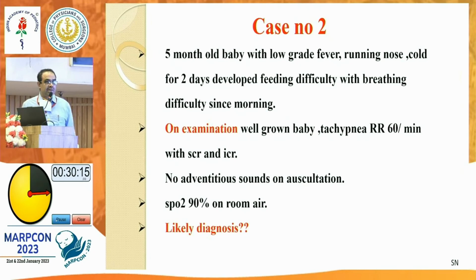So this is the second case, Dr. Snehal Nagre. This is a 5-month-old baby with low-grade fever, running nose, cold for 2 days. Developed feeding difficulty with breathing difficulty since morning. On examination, it's a well-grown baby. Tachypnea with a respiratory rate of 60 per minute with subcostal and intercostal retractions. No adventitious sounds on auscultation. SpO2 90% on room air. What is the likely diagnosis?